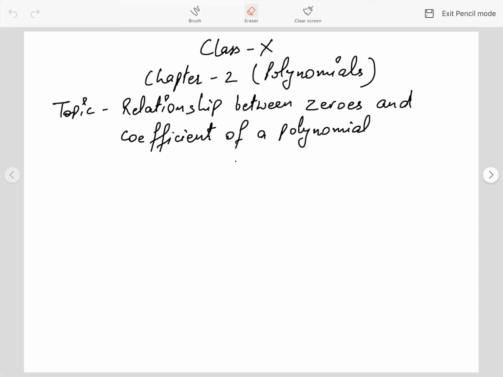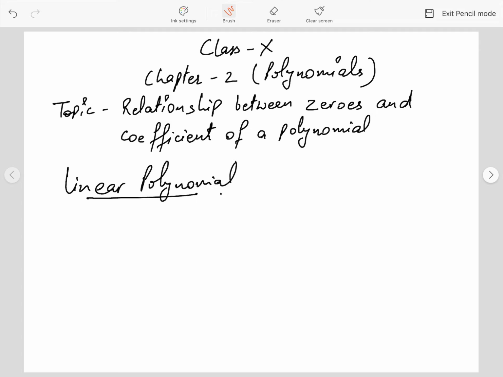CBSE Chapter 2 Polynomials. Today's topic is the relationship between zeros and coefficients of a polynomial. In the previous class we learnt about the relationship between zeros and coefficients of the linear polynomial. I told that for a linear polynomial of the form ax plus b, the formula to find the zero of the given polynomial is minus b by a.